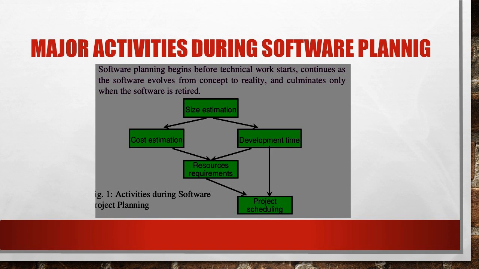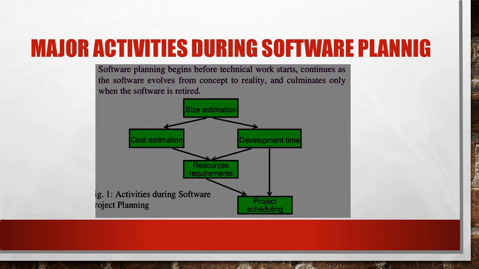So the major activities during software planning and its relationship or flow can be represented with this diagram. The real purpose of this planning is that the end result should be that we finish the project on time, within budget, and with quality.